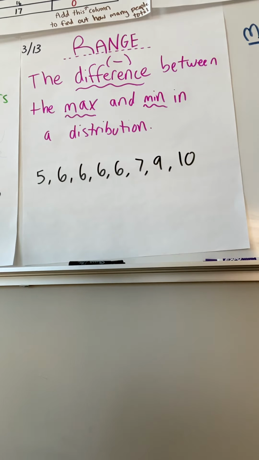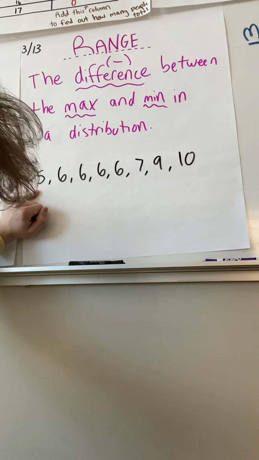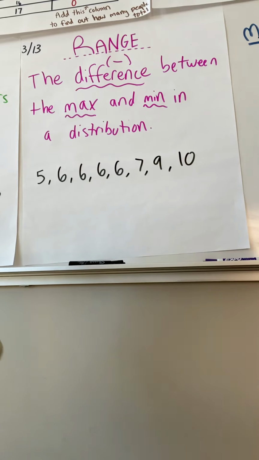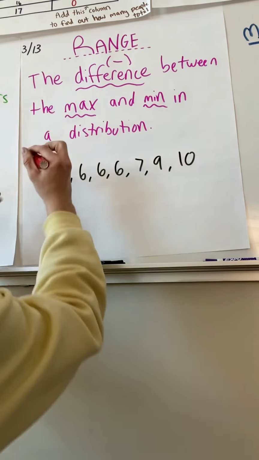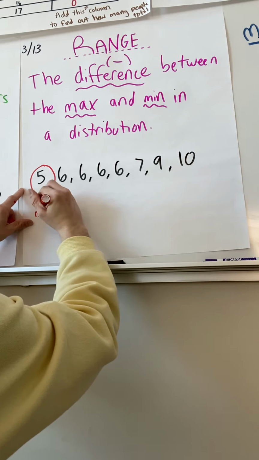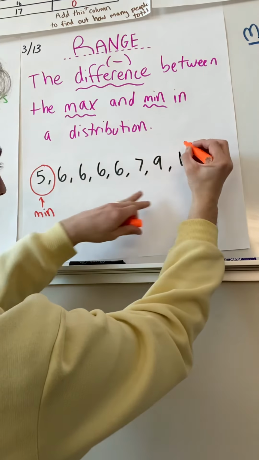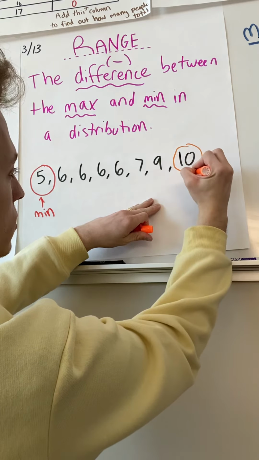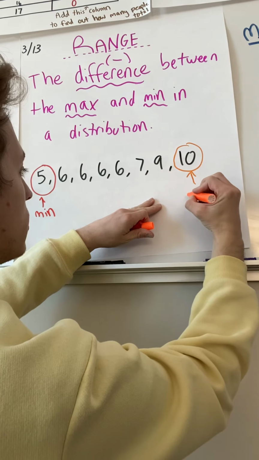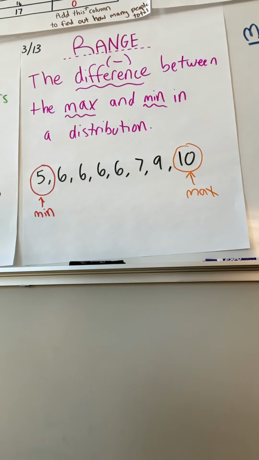As you can see now really easily, our lowest value or our minimum, the lowest amount of pairs of shoes that somebody in math enrichment had, was 5 pairs of shoes. So I'm going to circle that. That is my minimum, or my min, because math people are lazy, we like to abbreviate. And the most pairs of shoes that anybody had, amazingly, is 10 pairs of shoes. So 10 pairs is our max.